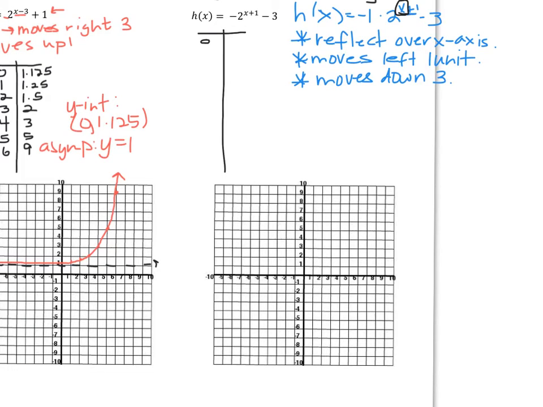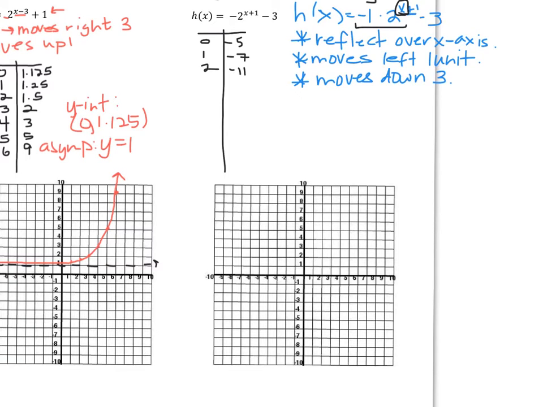That's not so bad. 2 to the first power is 2, but then we have to multiply that by negative 1. 2 times negative 1 is negative 2. Minus 3 drops this all the way down to negative 5. If I go 1 to the right, plug that in for x, 1 plus 1 is 2, 2 squared is 4. But negative 1 times 4 would be negative 4, minus 3, negative 7. Plug in 2, 2 plus 1 is 3, 2 cubed is 8, times negative 1 is negative 8, minus 3 already puts us down to negative 11.